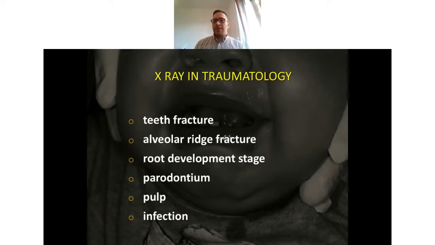X-ray in traumatology is something that is mandatory. So what do we take X-rays of? Teeth fracture, alveolar ridge fracture.